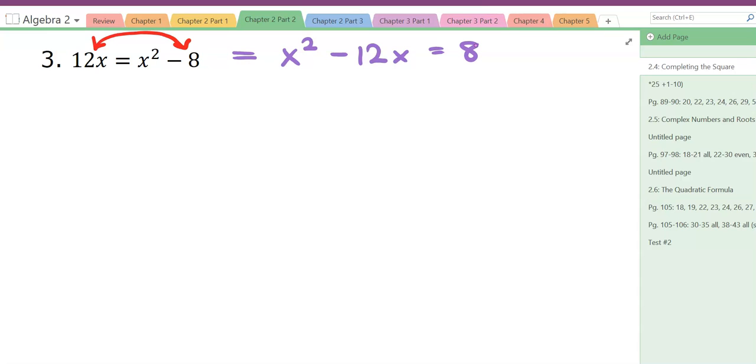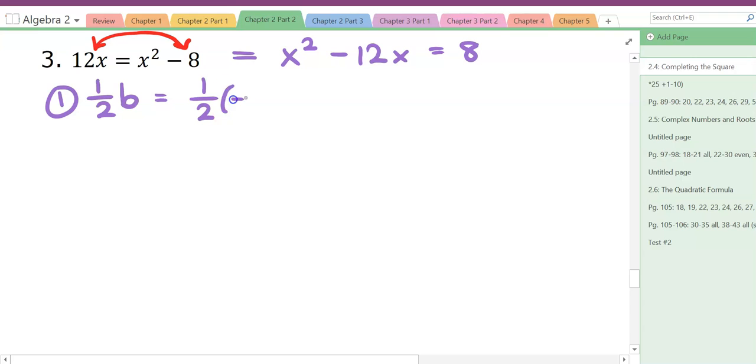It's easier if we see x squared, then our x term equals our number because it looks like what we saw earlier. So step 1 is to do half of your b term. This time b is negative 12. We're going to do 1/2 of negative 12, which would be negative 6.